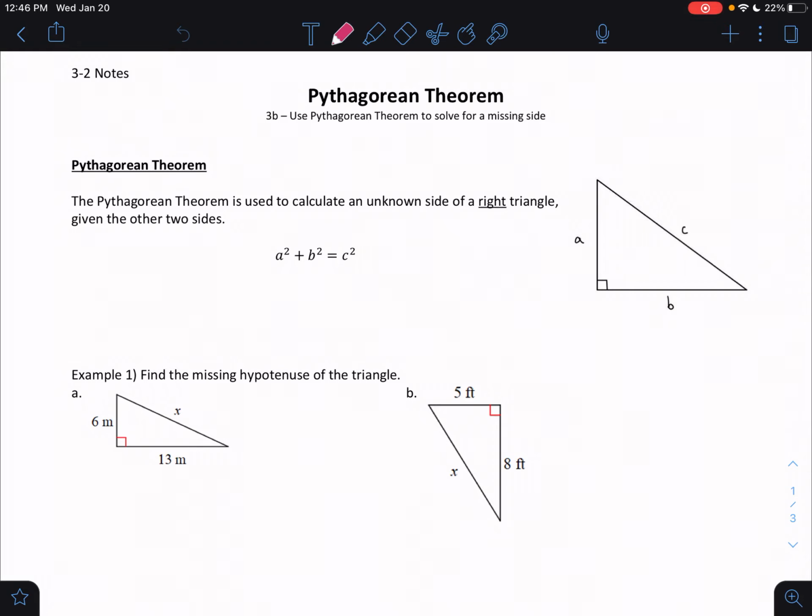Okay, here we have 3-2 notes. This is the Pythagorean theorem. You've probably heard of this before. A squared plus b squared equals c squared. And we use this with right triangles only.